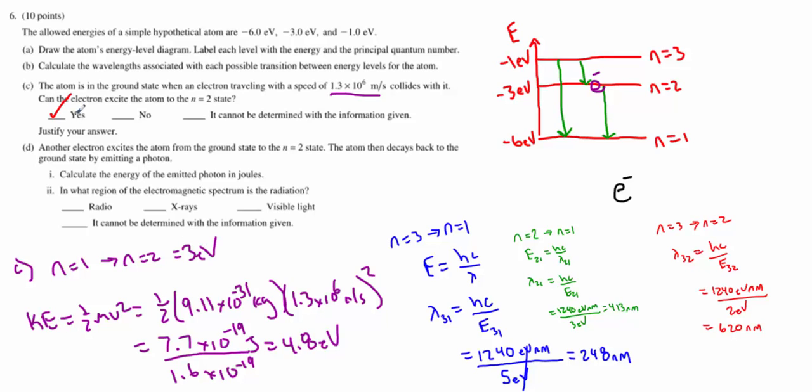And you do need to explain it. You should justify with the math first, and then explain that 3 electron volts will be exchanged to the electron in the ground state to excite it to the second energy level.